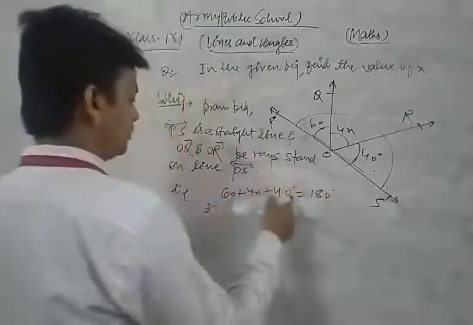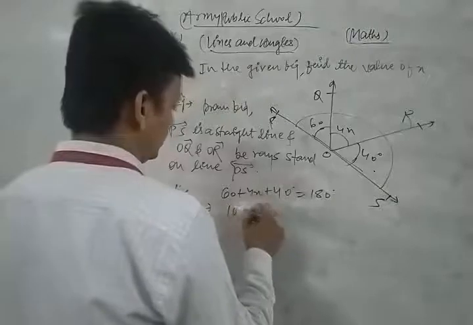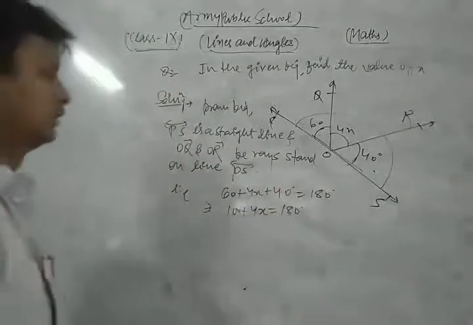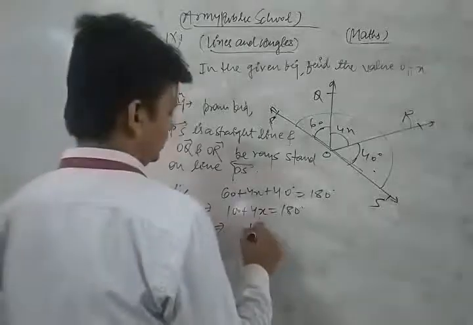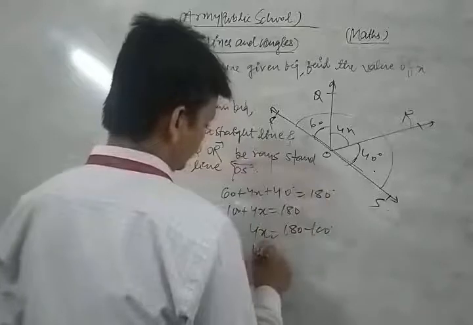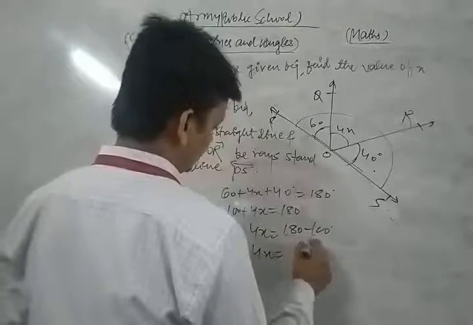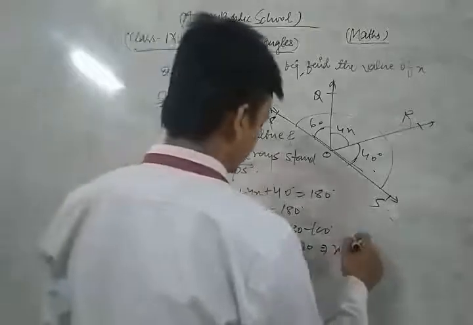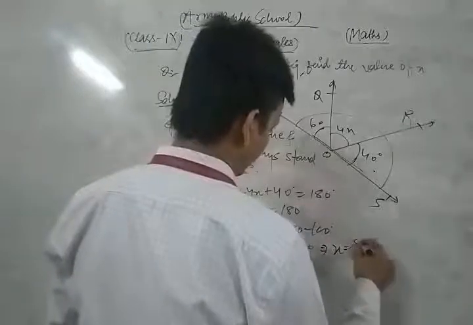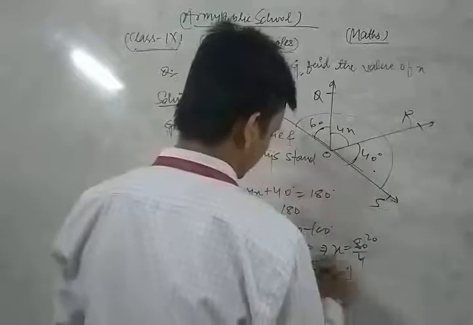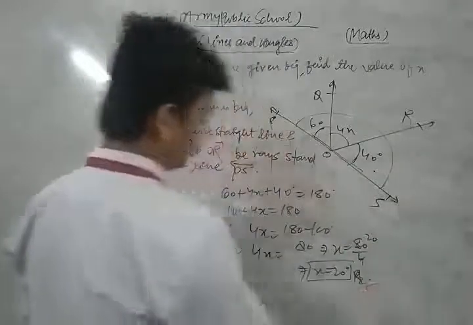From there, this is 100 plus 4x is equal to 180 degrees. Okay, so from there, 4x is equal to 180 minus 100, so 4x is equal to 80. So the value of x is 80 upon 4, this is 20. So thus the value of x is 20. This is the required solution of the given question.